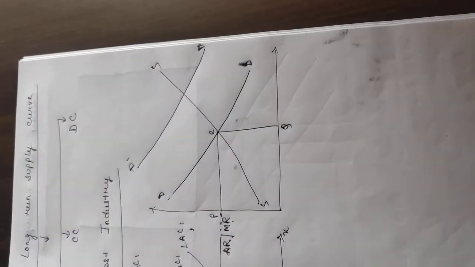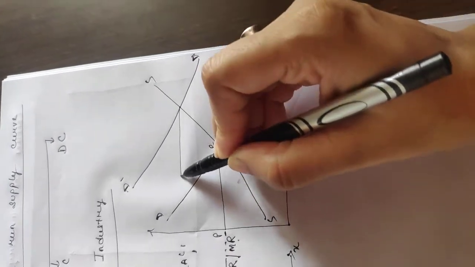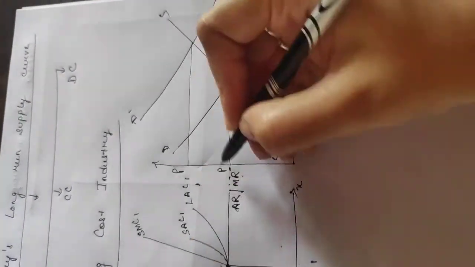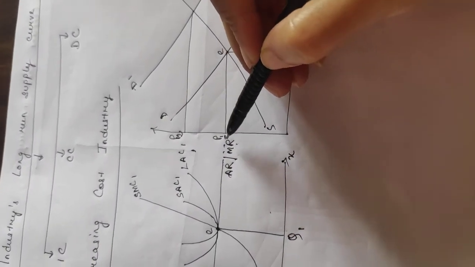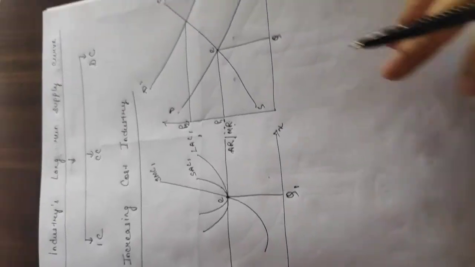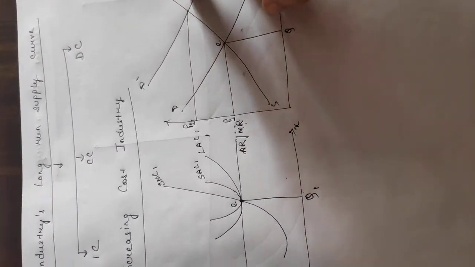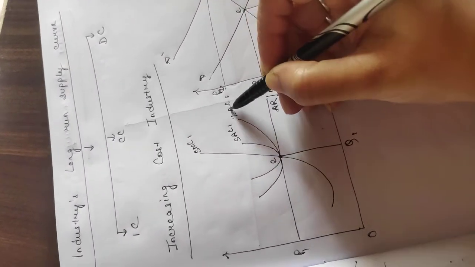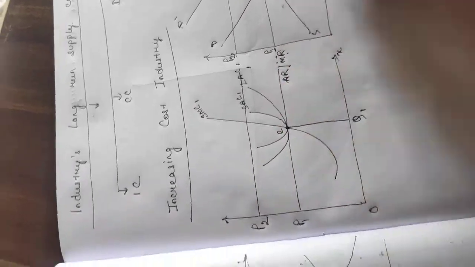So when the demand curve shifts towards right, it is quite obvious that the price of the product is going to increase from, suppose it was P1, now it is P2. So price has increased from P1 to P2. Once this price is set by the industry due to increase in the demand of the product, this particular price P2 will be followed by the firm.